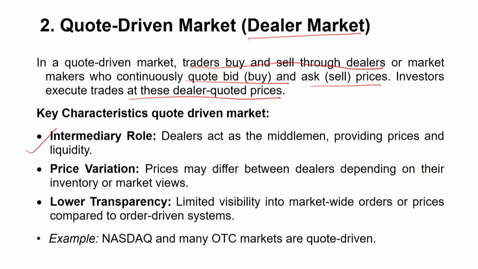The key characteristics of the quote driven market are, first, intermediary roles played by the dealers. That means they act as a middleman, providing the prices as well as the liquidity of the financial security in the market. They also influence price variation. Prices of securities may differ between dealers depending on the inventory that they have and their market views. That means these are factors that can affect the prices of financial securities in the market.